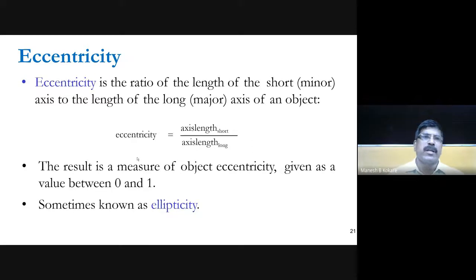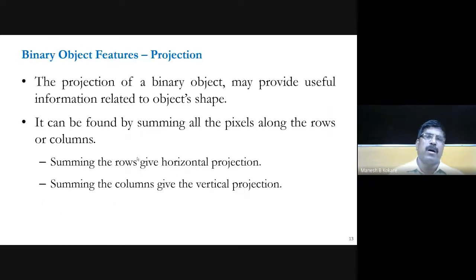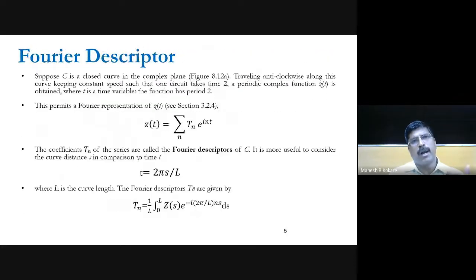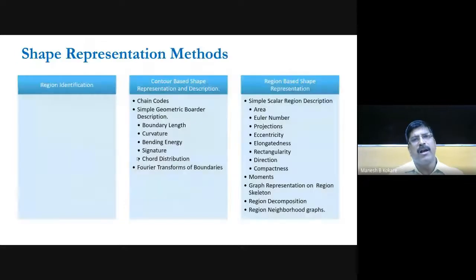What we have studied in this lecture is the remaining two boundary-based features, chord distribution and Fourier descriptor. After that we studied simple scalar region descriptions: area, by summing all pixels; Euler number, equal to connected components minus number of holes; horizontal and vertical projection; then eccentricity and elongatedness. In the next lecture we will study rectangularity, direction and compactness, and then moments and so on.